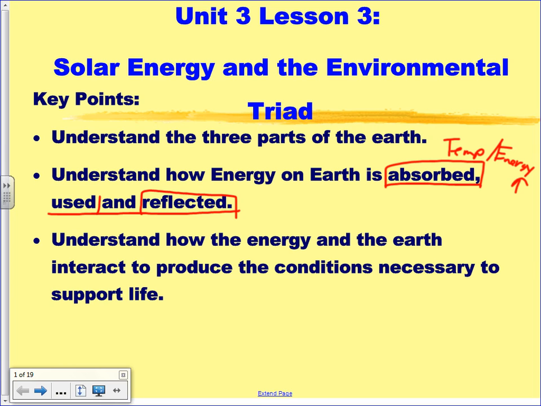The other one is used, and sometimes we use the word converted. What naturally occurring things would convert solar energy into something else?